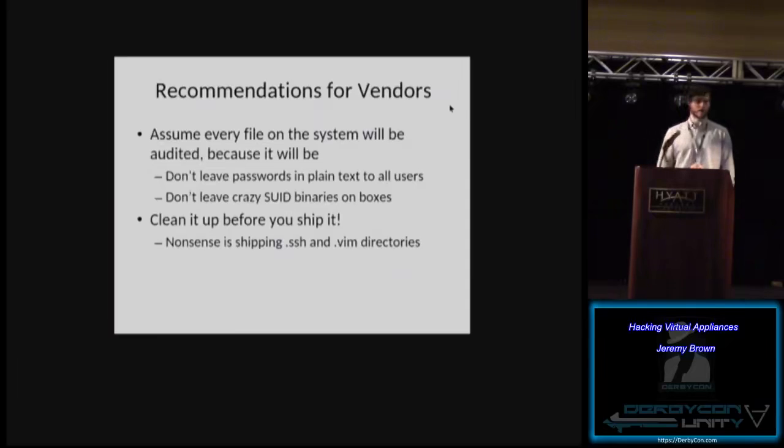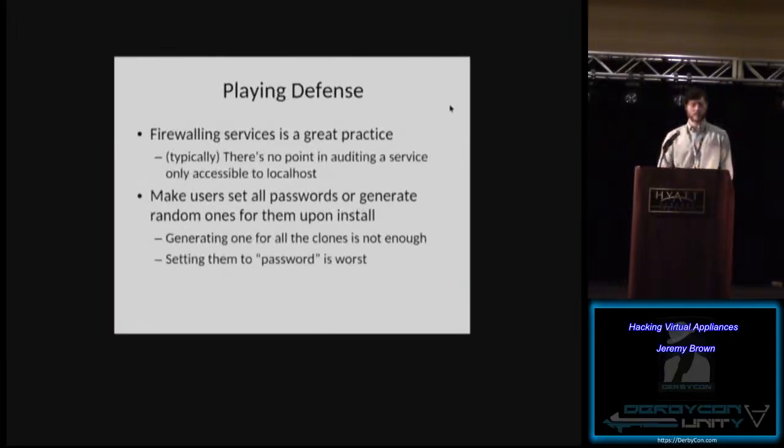So, recommendations for vendors. Are there any vendors from Cisco, VMware, EMC, SolarWinds, some of the other ones I talked about? Assume every file in the system will be audited, because if you're shipping these things, most likely somebody's going to be able to either dynamically or statically look at it, unless you found another way to really lock it down. And clean it up before you ship. I cannot believe the amount of appliances I found shipping .ssh and .vim directories with all the history. That should be on your checklist of things not to do.